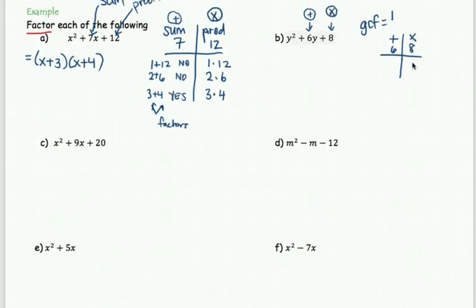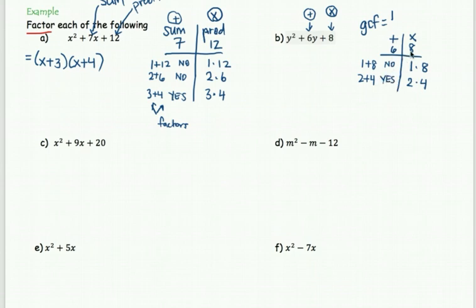We know that 1 times 8 can make 8, but can it add to make 6? No, that would add to 9. So let's try the next two. 2 times 4, does that make 8? Yes, it does. If I add them, yes, they will add to 6.